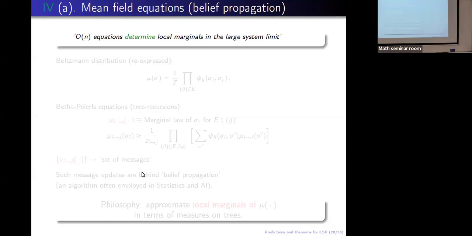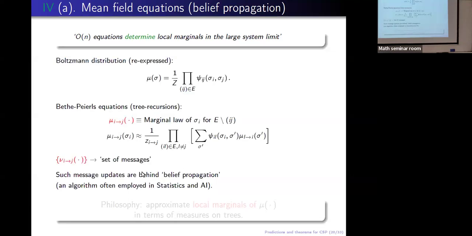So here is the first conjecture, and the first conjecture is that there are a linear number of equations that determine the local marginals in the large system limit. Now, if you have a system of size n, the measure involves 2 to the n configurations, so it will be very difficult even to write the marginal. But the claim is that there is a way to write a much smaller number of equations, which if you solve them, you get approximately the one-dimensional or even finite-dimensional marginals of your system.